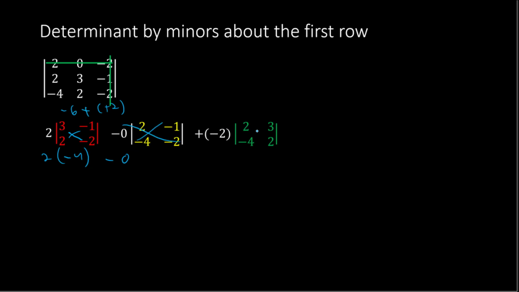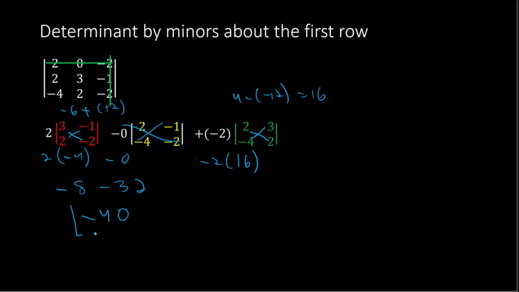And then this third determinant, we would do 2 times 2 minus 3 times -4. And so we have 4 minus -12, which gives you 16. So here we have a -2 times 16. So we have -8 minus 0, and then -2 times 16 is minus 32. So now we have -8 minus 32, which is a -40.